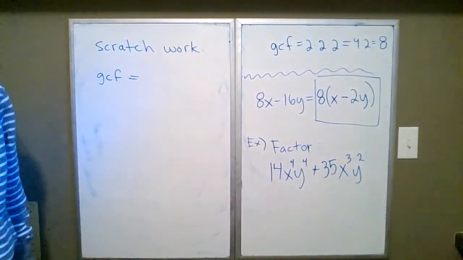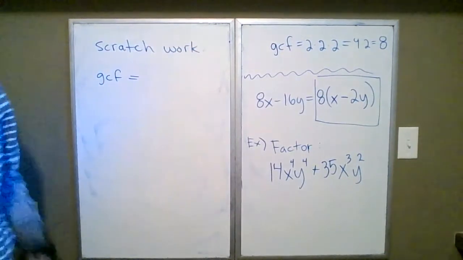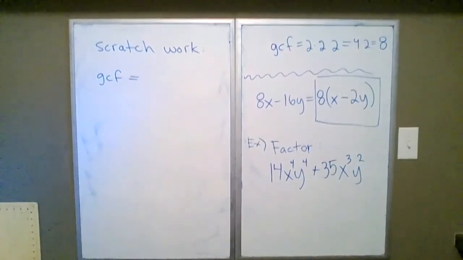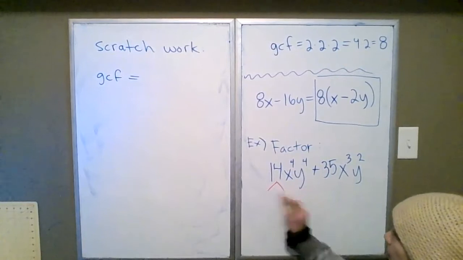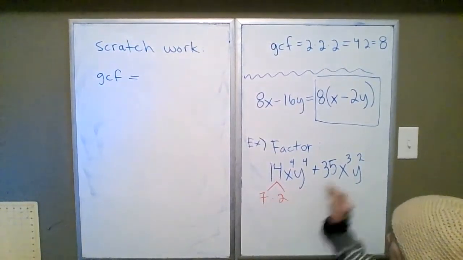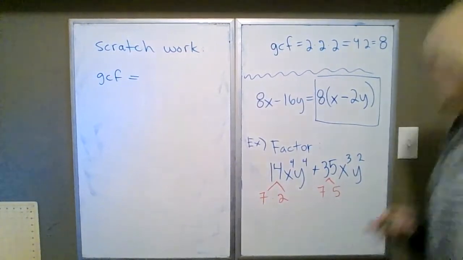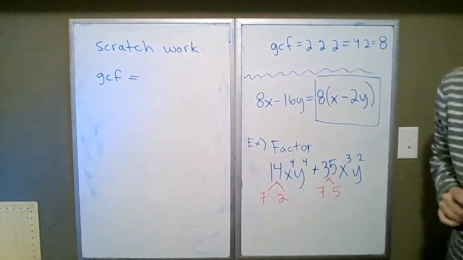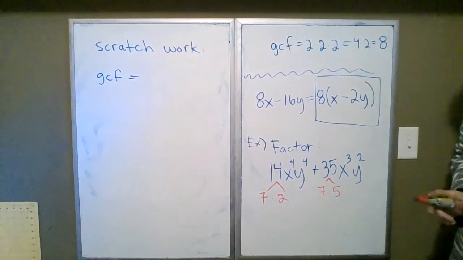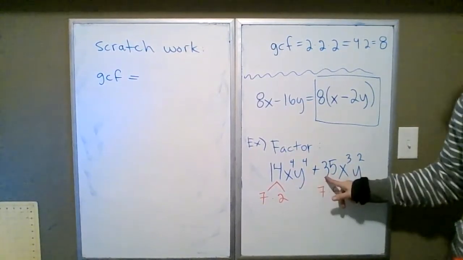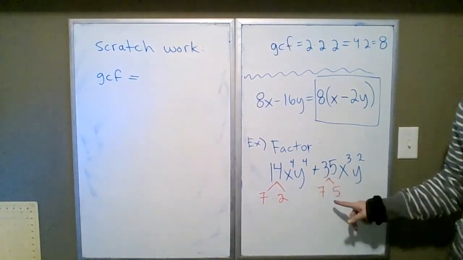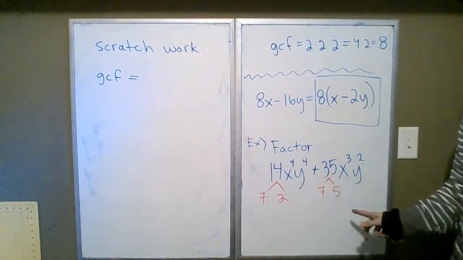All right, I'm going to factor each of the numbers. 14 is 7 times 2. 35 would be 7 times 5. Greatest common factor. So you have two terms. One common factor is 7. There's a 7 in each.